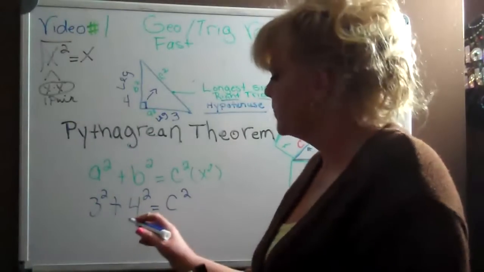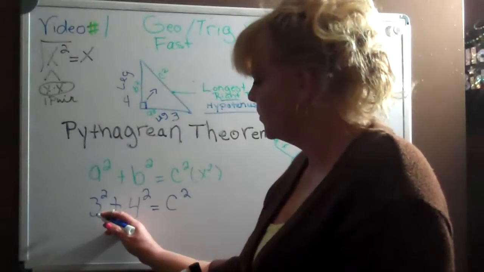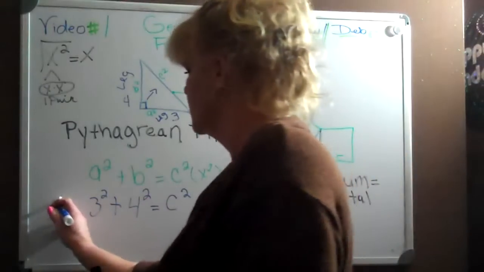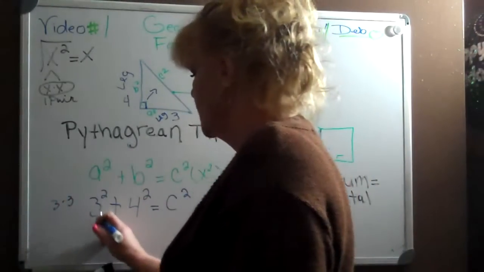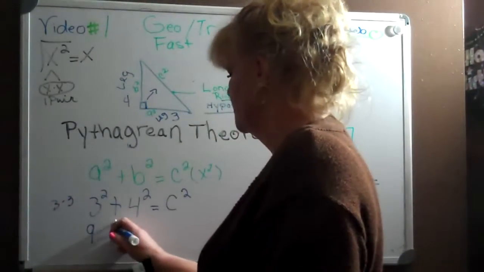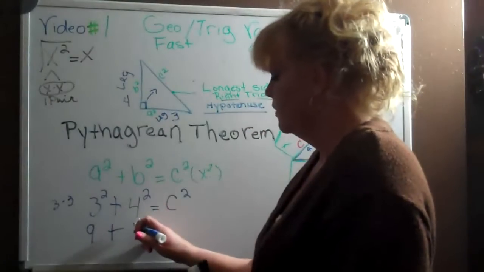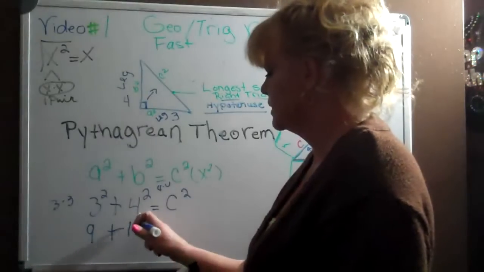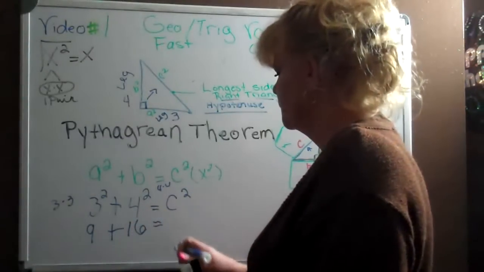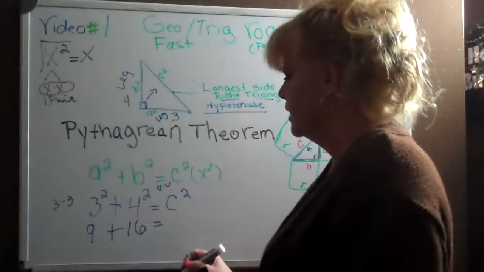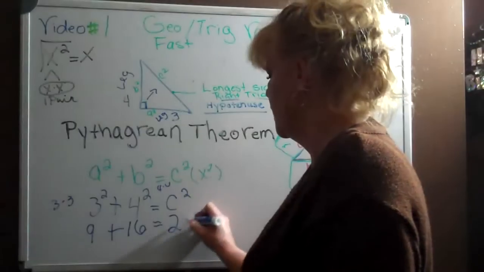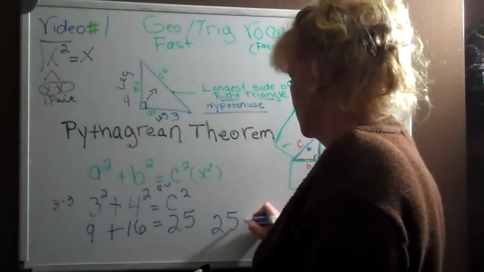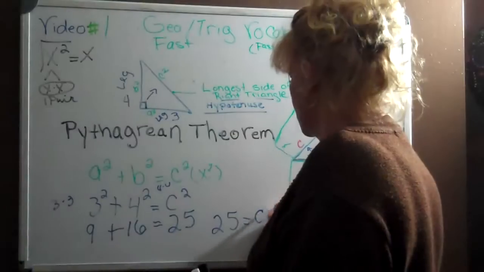If you've not done exponents on this quick learn, just take the number that you see and multiply it against itself as many times as it says. So that would be 3 times 3, which is 9, plus 4 times 4, which is 16. If we add those together, we get 25. And 25 is what equals c squared.